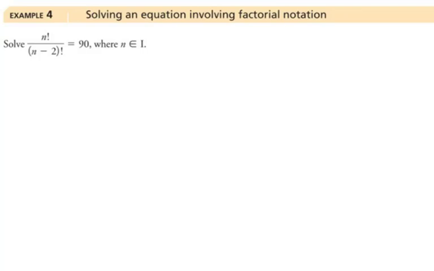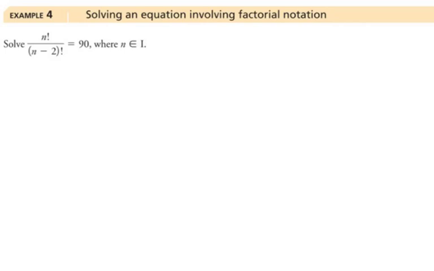In this example, we're going to add one level of complexity to what we saw in the last examples. Now we're going to add an equation into this and solve for n with n factorial divided by n minus 2 factorial equals 90. The only way to deal with this is to actually write out the factorials with definitions, cancel off what we can, and then go and solve the equation like that.